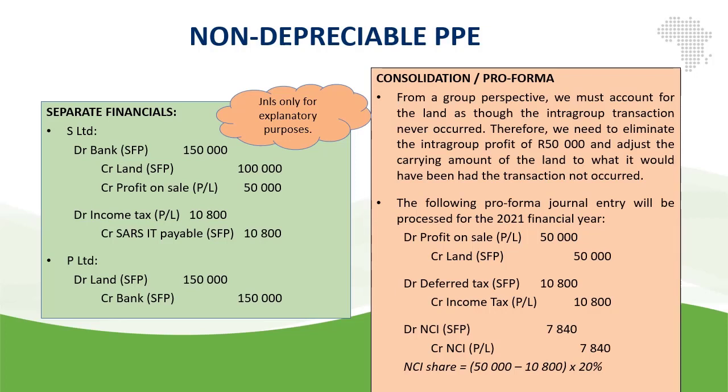We then eliminate the tax effect that relates to this profit on sale. So remember, we recognized income tax expense of 10,800 Rand in the books of S. We now have to eliminate that income tax expense because we've eliminated the profit that gave rise to it. And then we recognize a debit to deferred tax of 10,800 because this elimination of the income tax is a temporary difference that will reverse in the future when this land is eventually sold to external parties.